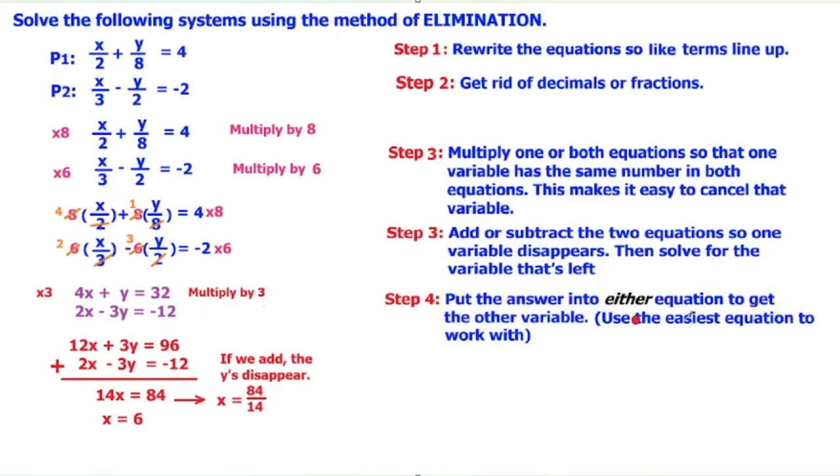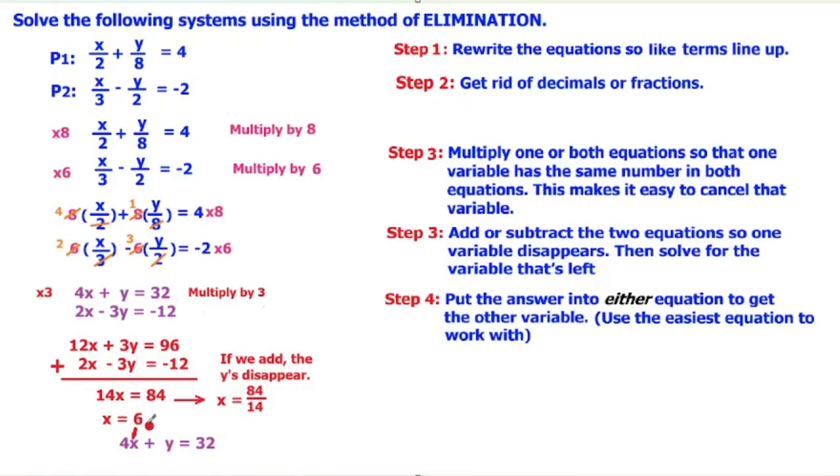So now we put this answer into either equation to get the other variable. And we always try to use the easiest equation to work with, okay? So we're just going to use this one, 4x plus y equals 32. And we're choosing that one because there's no number in front of the y. So it just saves us a step later where we don't have to divide the entire equation by something to isolate y. y will already be isolated.